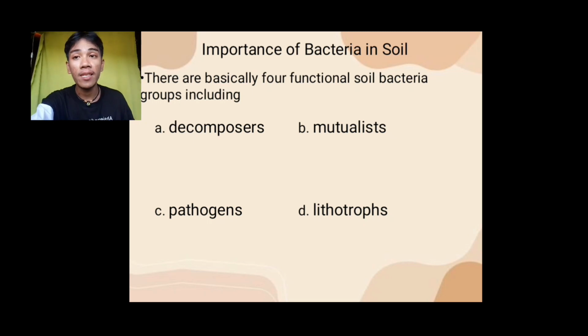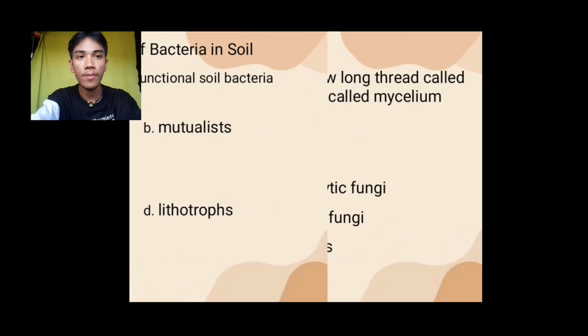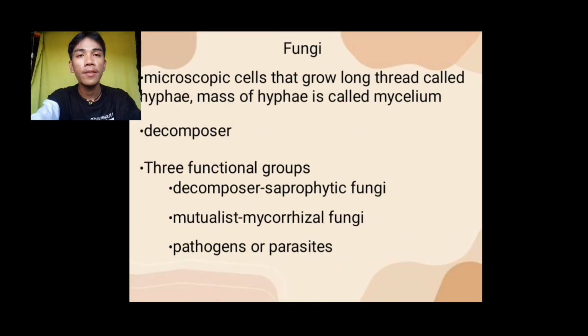These species are important in biogeochemical cycling and degradation of pollutants. Okay, these 4 functional soil bacteria groups are important, of course. So the next one, after the bacteria, the fungi: microscopic cells that grow long threads called hyphae. A mass of hyphae is called the mycelium.